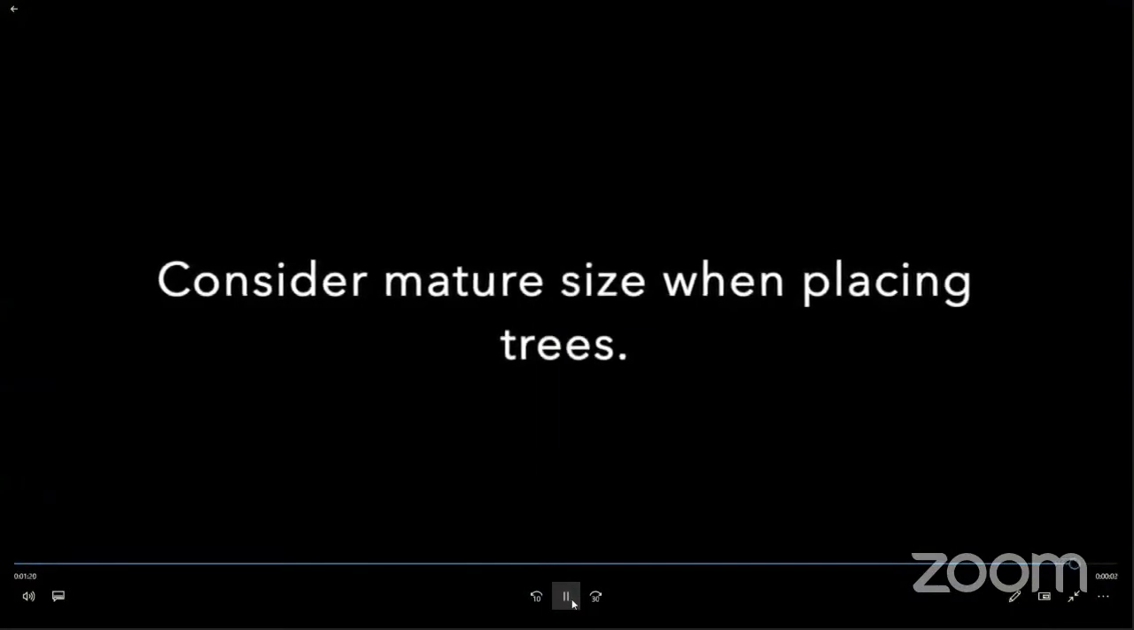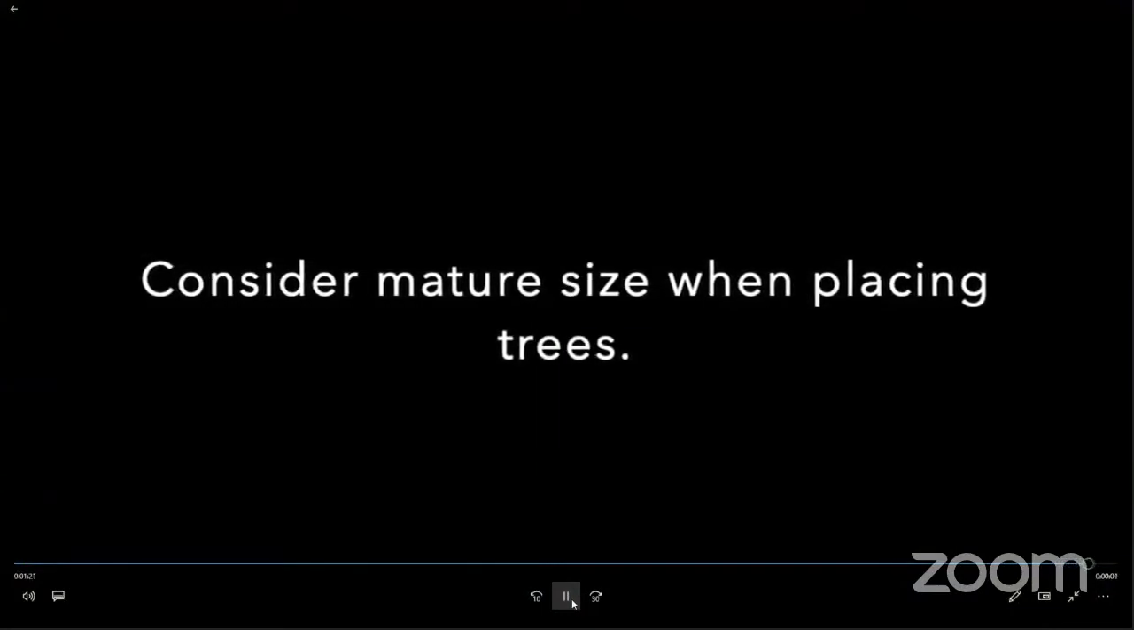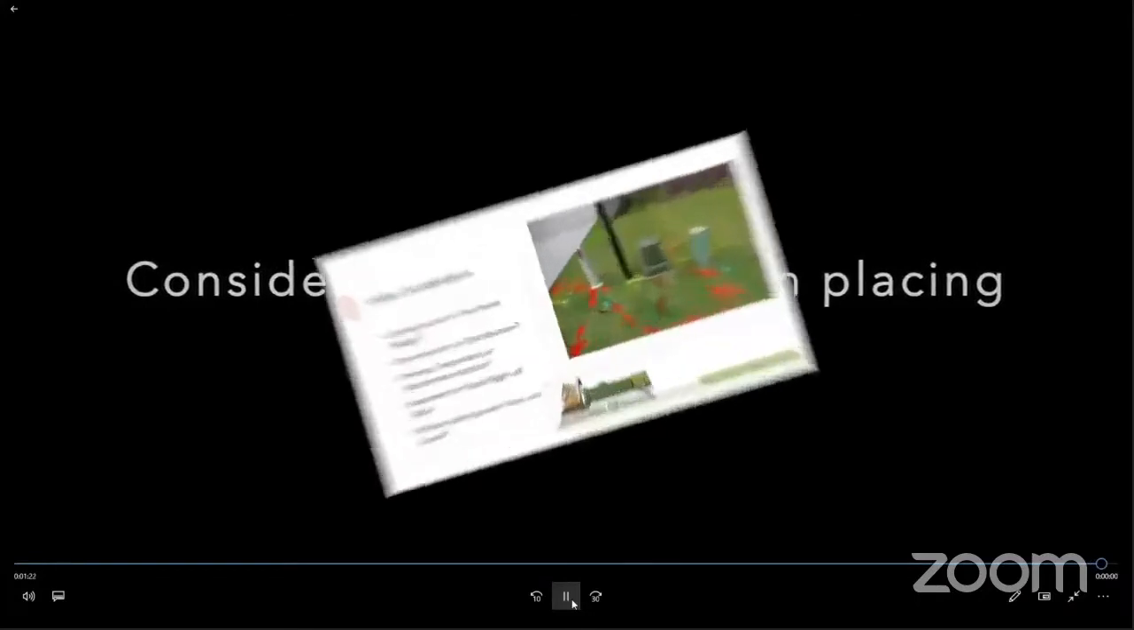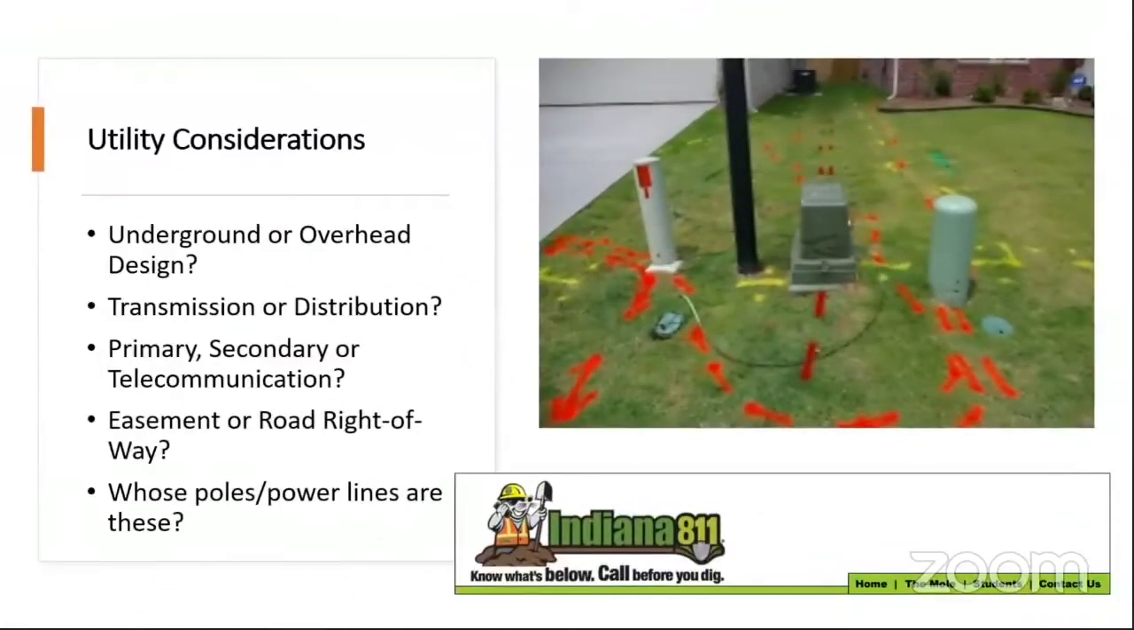So be sure and consider mature tree size when you're placing those trees. Another very important thing that impacts tree plantings as well is utility considerations. We need to look above ground and below ground in order to make sure that we're not creating any type of conflicts there or a very serious risk and safety consideration as well.